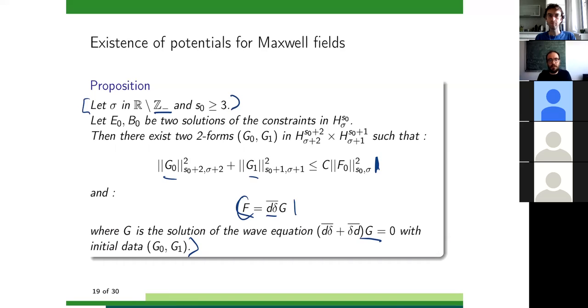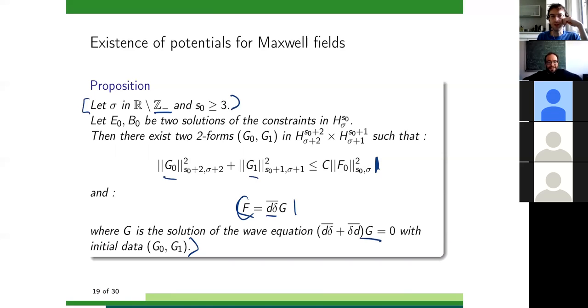Is the procedure clear for Maxwell's equations? Just to make sure: because G solves the wave equation, you know its space-time decay properties, in time and in the null direction. And because of the representation via the Hertz potential, you can deduce the decays for F.